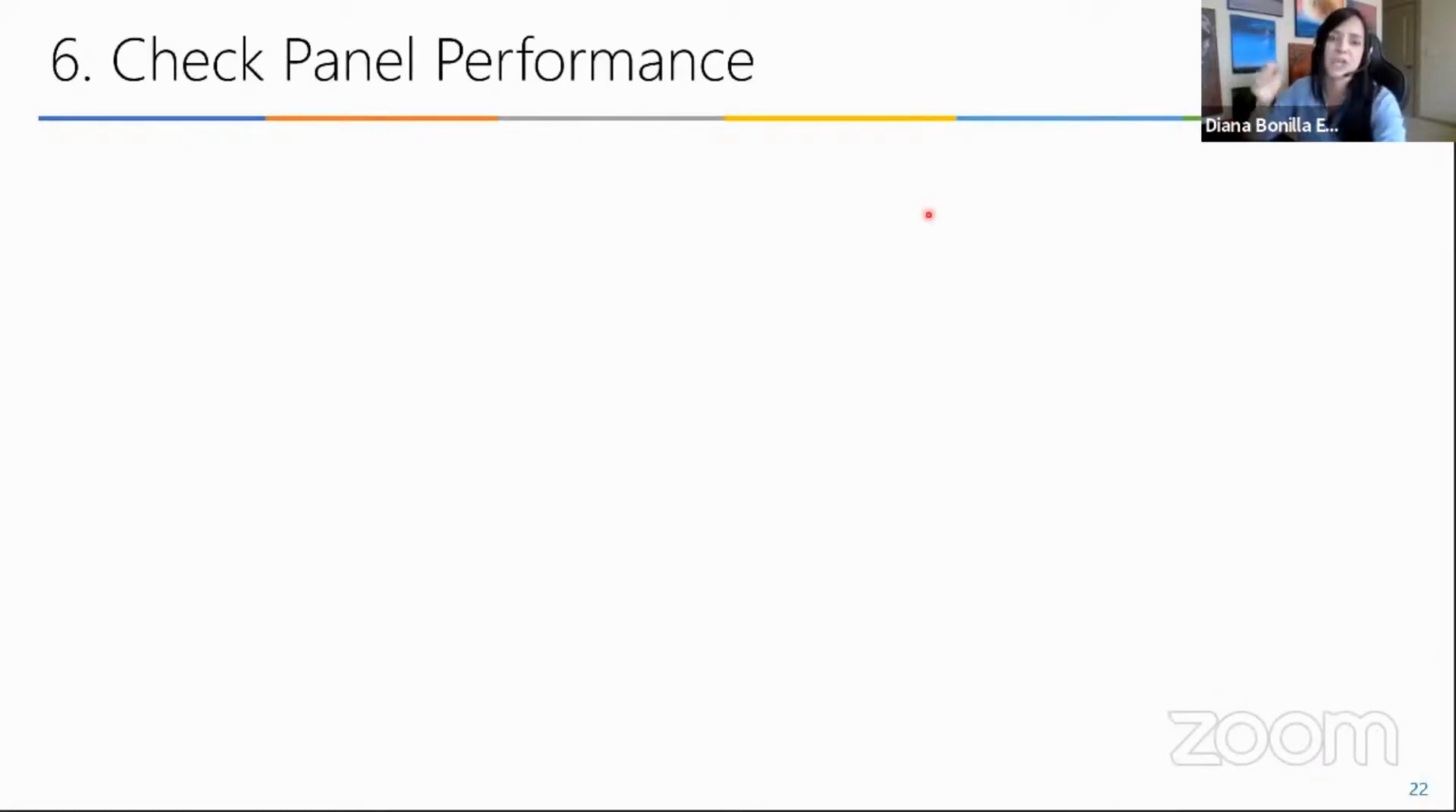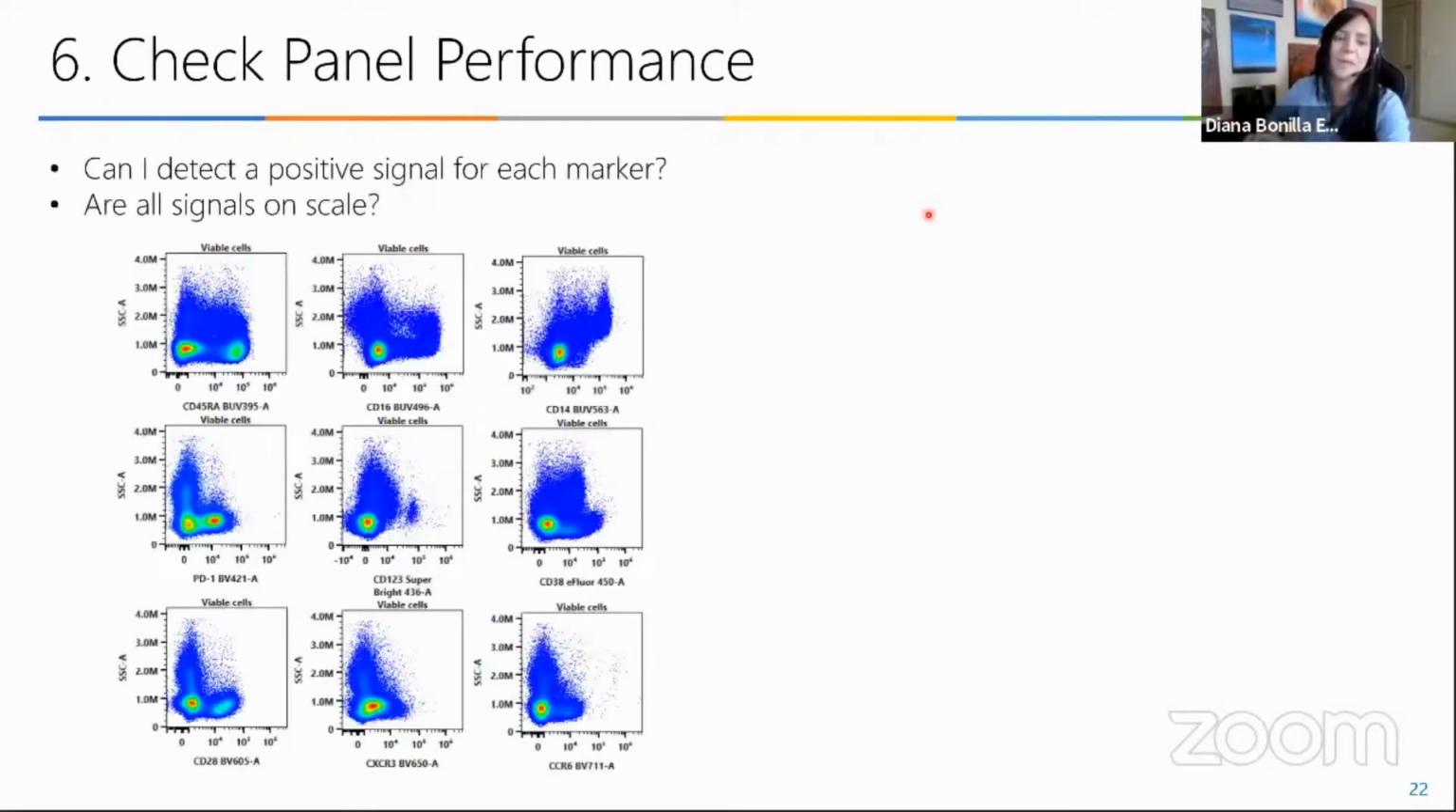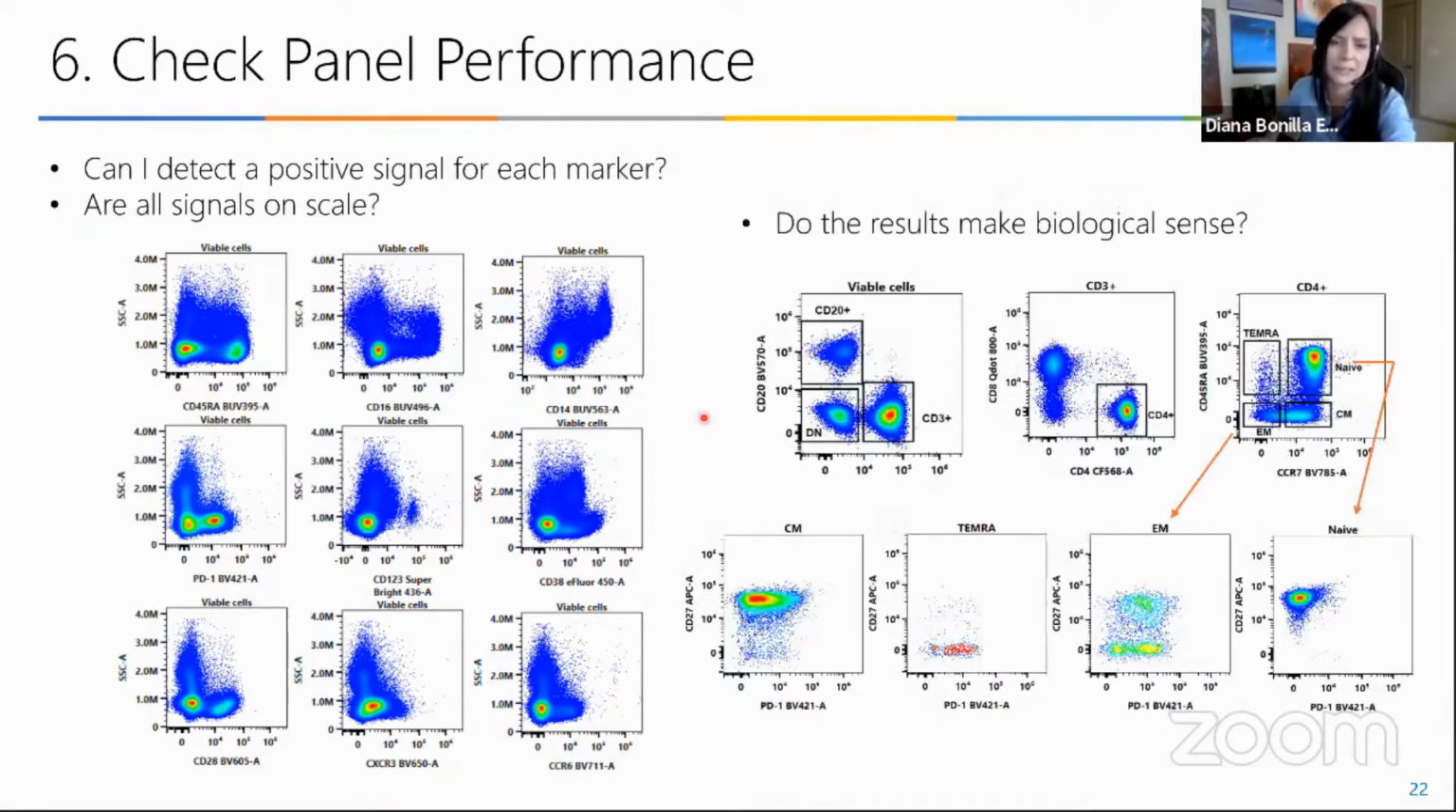The final step is to check your panel performance. Make sure that for every marker you can detect positive signal, ideally with a positive control if it's low in your samples, and that your signal is on scale and that it makes sense from the biology. Your CD14 positivity out of the high scatter, your PD1 out of the low scatter, and the same for every marker. And of course, that's part of the validation of the panel initially.